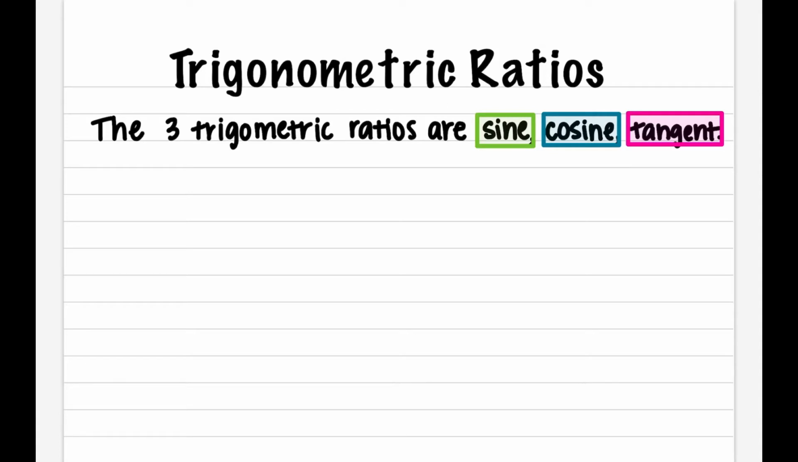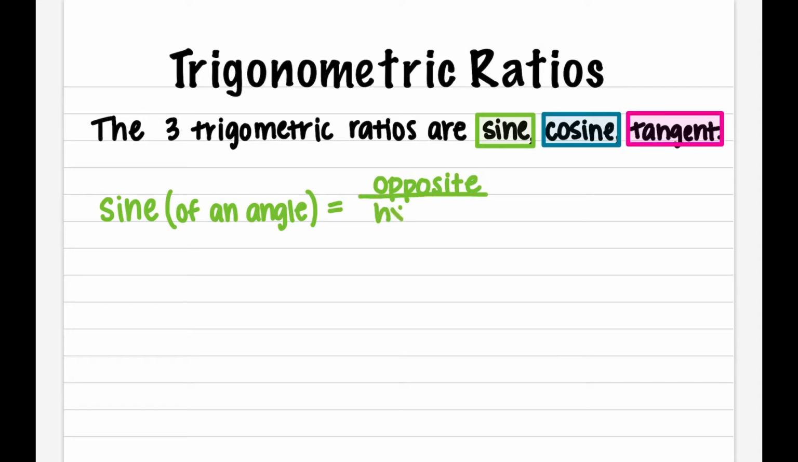So the sine of an angle is equal to the length of the opposite side from that angle over the length of the hypotenuse.